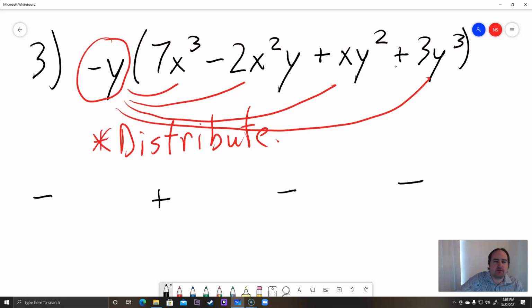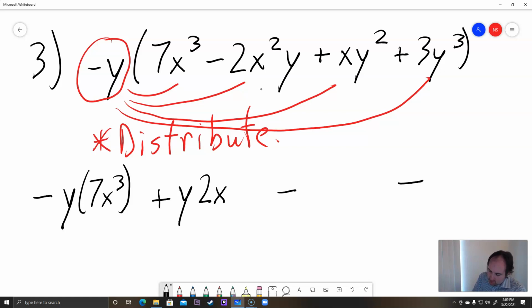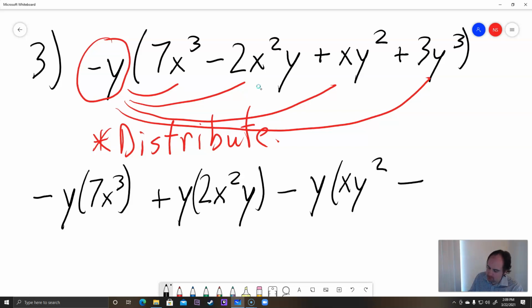Okay, so then for the first term, we're going to have minus y times 7x cubed. Okay, so y times 7x cubed. For the second term, we have y times 2x squared y. For the third term, we have minus y times xy squared. And for the last term, we have minus y times 3y cubed.